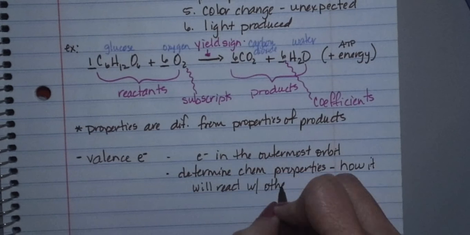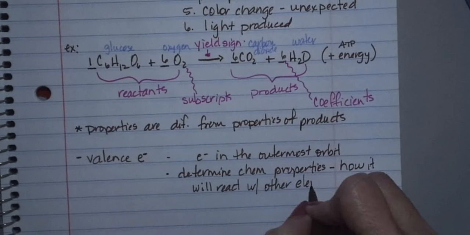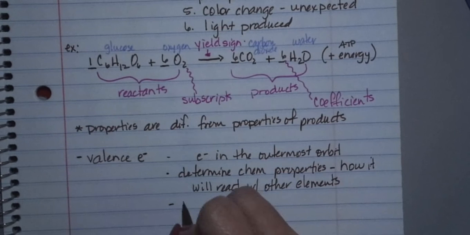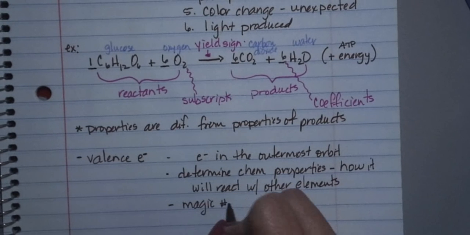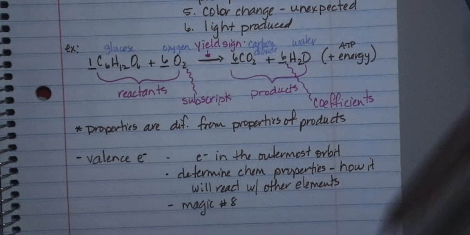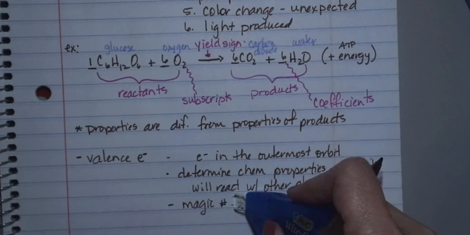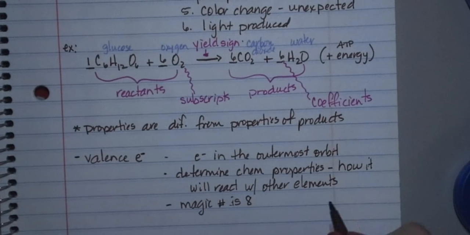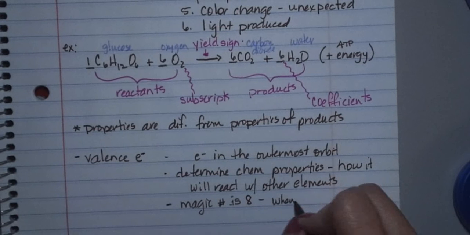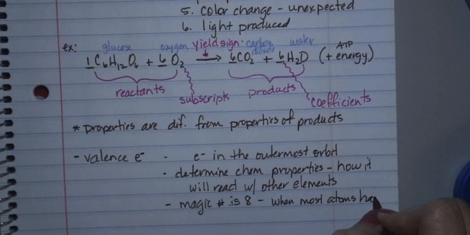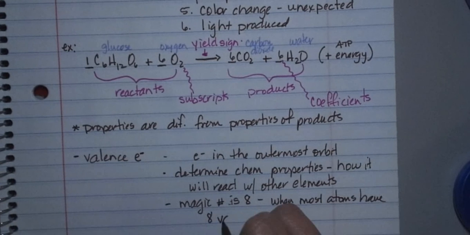Okay? And with valence electrons, the magic number is 8. Don't know why. Oh, I forgot an is in there, so let me fix that. The magic number is 8. That means when they have 8 valence electrons, they're stable. So when most atoms have 8 valence electrons, they're stable. They quit reacting.